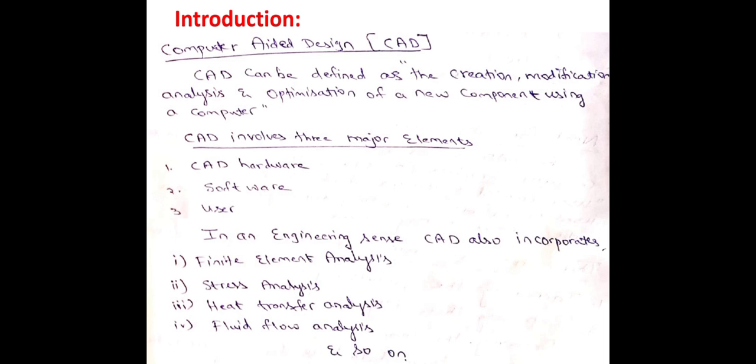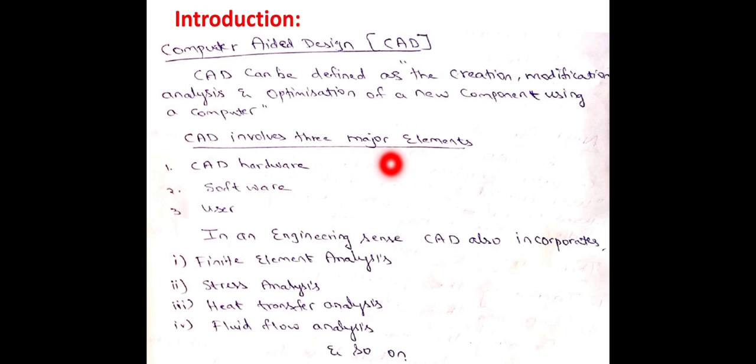Introduction. Computer-aided design, normally called CAD, can be defined as the creation, modification, analysis and optimization of a new component using a computer. Initially we used to create, modify, analyze and optimize without the use of a computer, which was very difficult. Actually the modification part was very difficult. With the invention of the computer, we can easily modify any part at any stage.